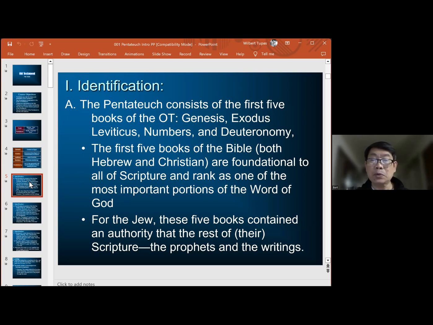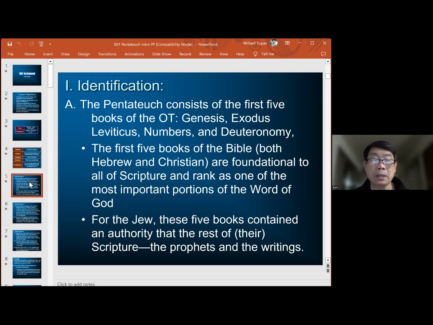So the first 5 books of the Bible, makikita both on the Hebrews and Christians, are fundamentals to all scriptures, and known as one of the most important portions of the Word of God. So even the Jews still believe, or the Muslims believe on the 5 books of Moses. So for the Jews, these books contain the authority that rests of their scripture. So ito yung pinaka-importante sa kanila.